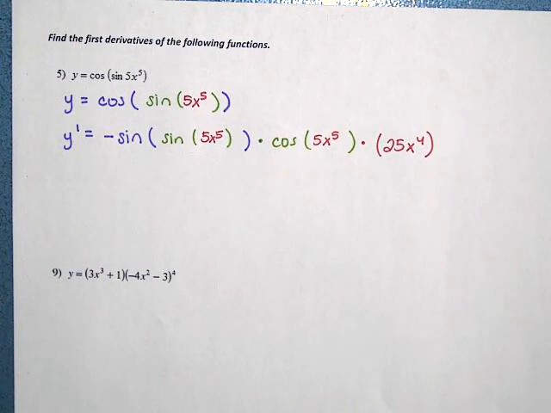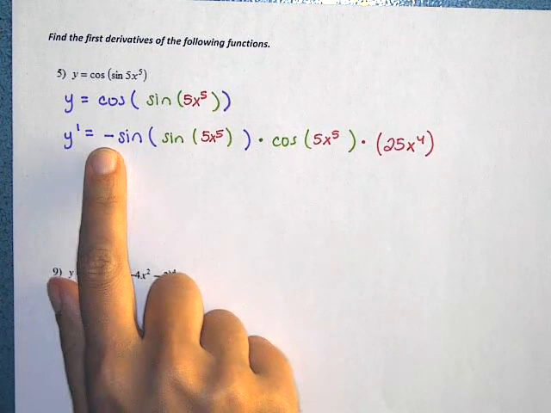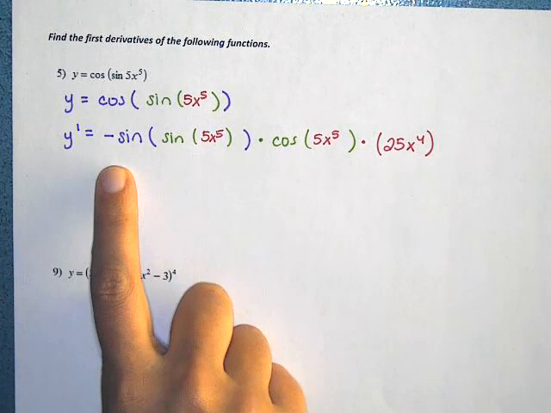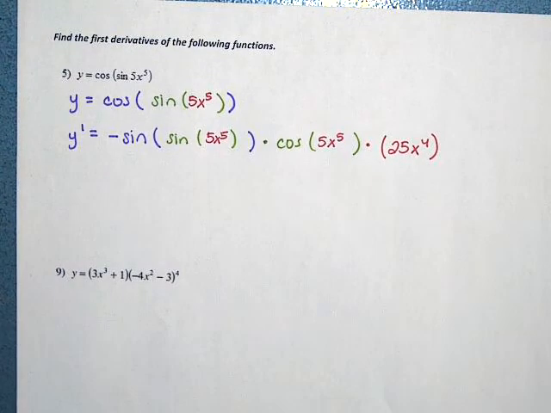Now, you can leave it like that if you want to. If you wanted to, you could take the negative here and the 25 and move them out to the front and make it negative 25x to the 4th times all that other stuff. But honestly, I don't really see a reason to do that. That's good enough for me.